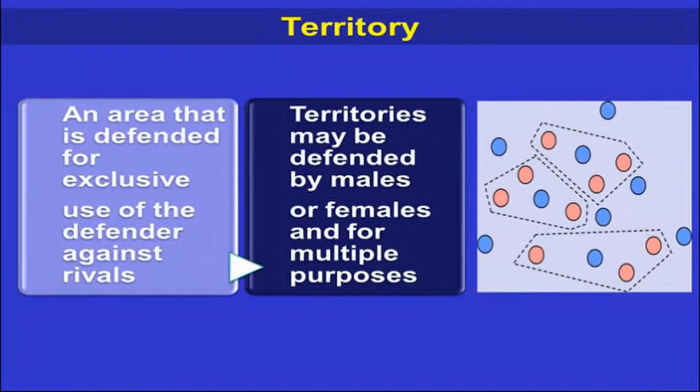Second one is territory. It is a very common feature for many mammals, where they maintain a territory within which they maintain all resources. Territory may have two basic specific purposes. The first one is that an area is defended for exclusive use of the defender against rivals.